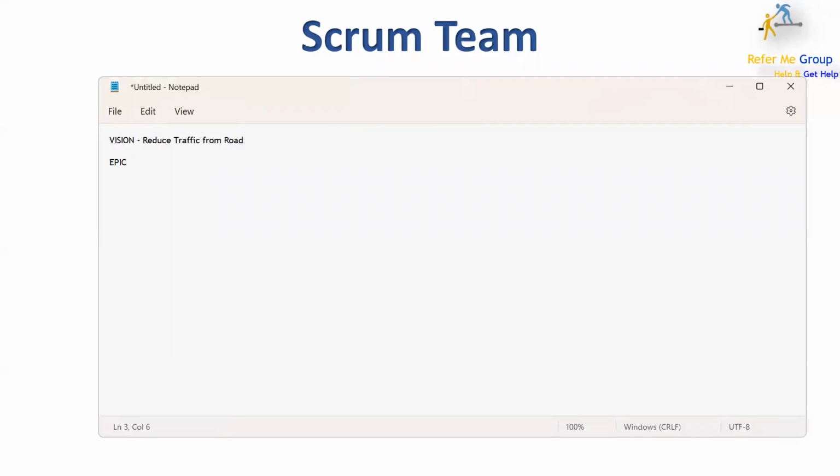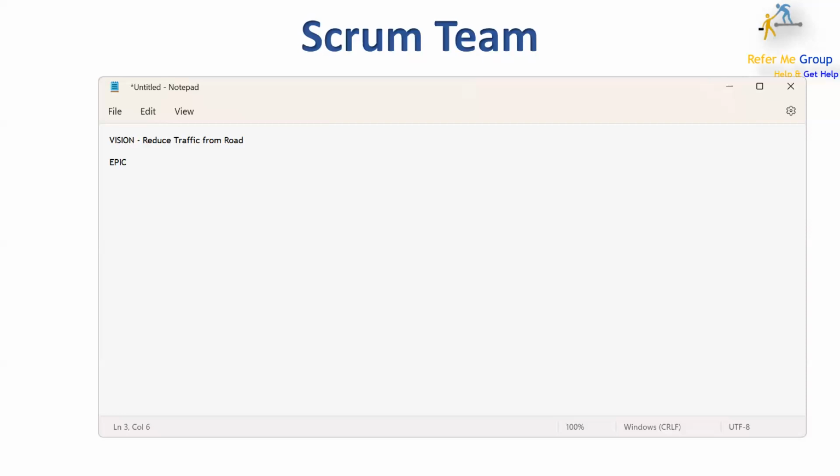Now this carpool app may have multiple other features. What features? I can share my car, I can take a ride from another car, or someone can share his or her car. These are some features. Let's pick the first feature: I can share my car. This feature has multiple other functionalities, which we call user stories.